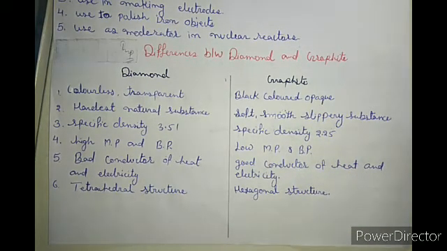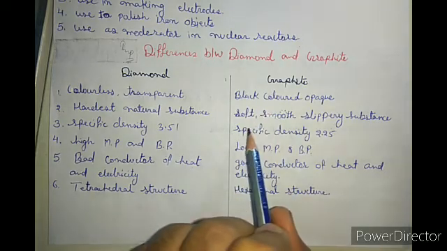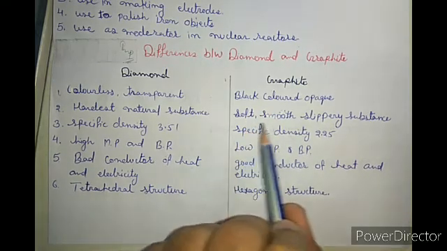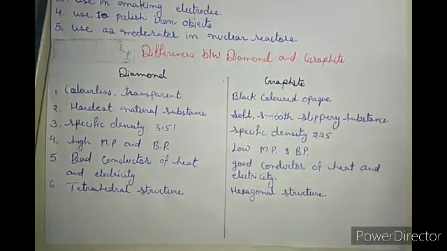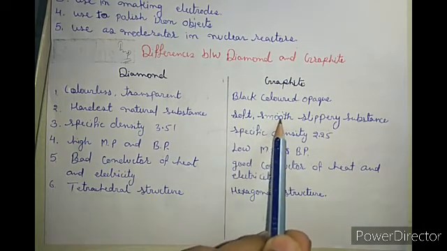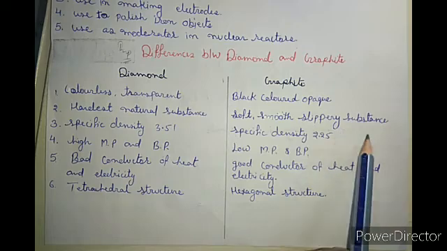Second, diamond is the hardest natural substance. I am saying hardest natural substance, not hardest substance. The hardest substance is calcium carbide, but here it is the hardest natural substance, and the hardest natural substance is diamond. Graphite is a soft, smooth and slippery substance as we compare with diamond.